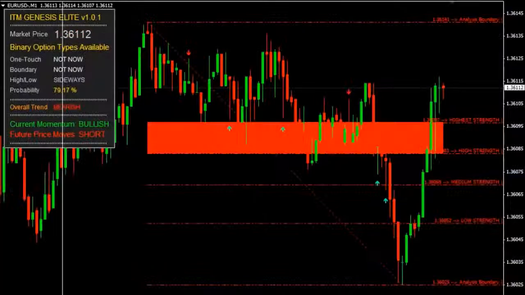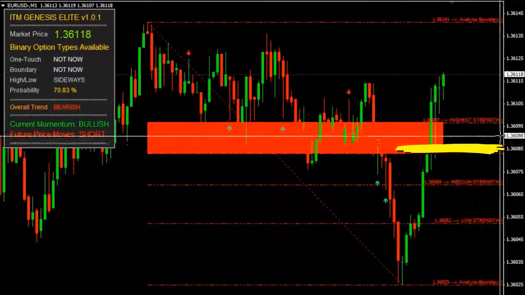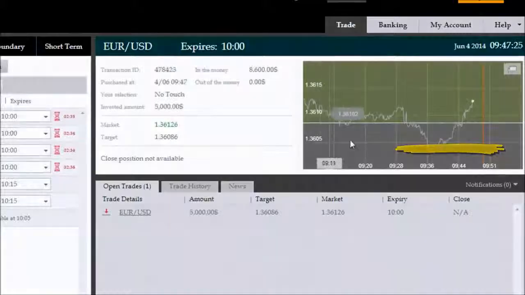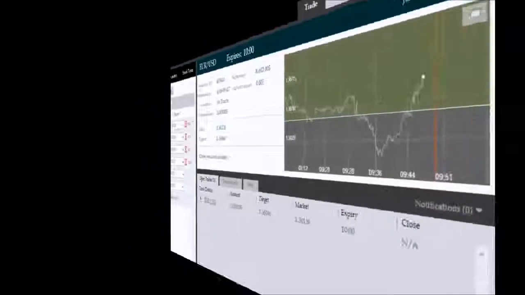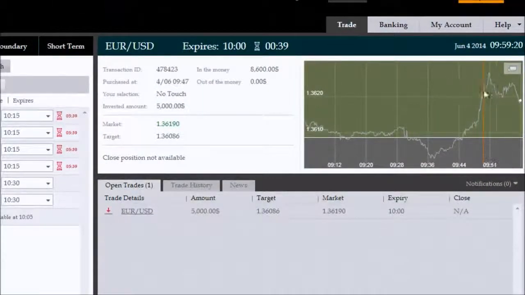Now this target here is just somewhere around this area, which is around the high strength boundary, just inside of the breached reversal zone. So we'll come back to you shortly with the results here. High probability trade. Okay, we're back with roughly 40 seconds remaining here.